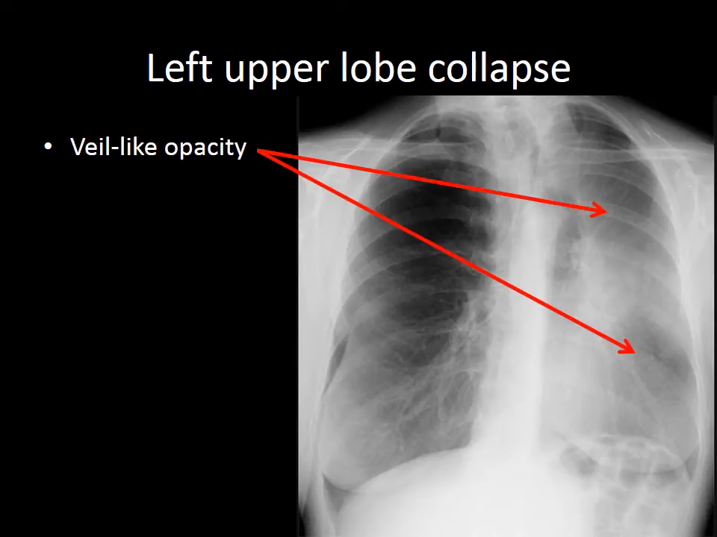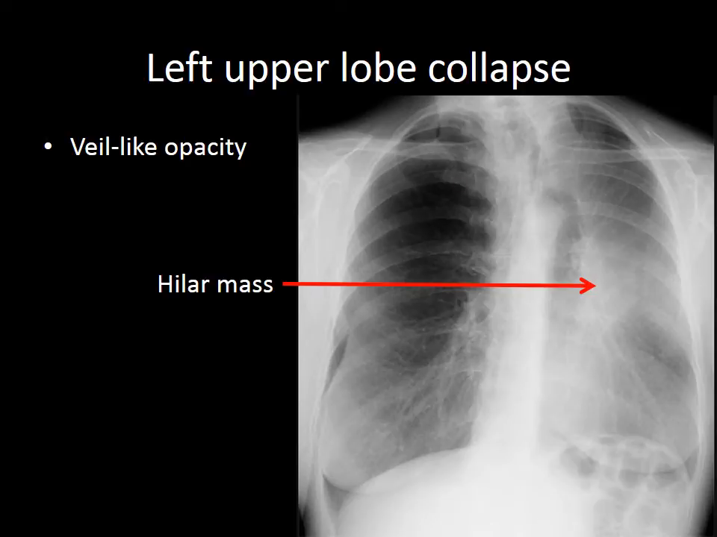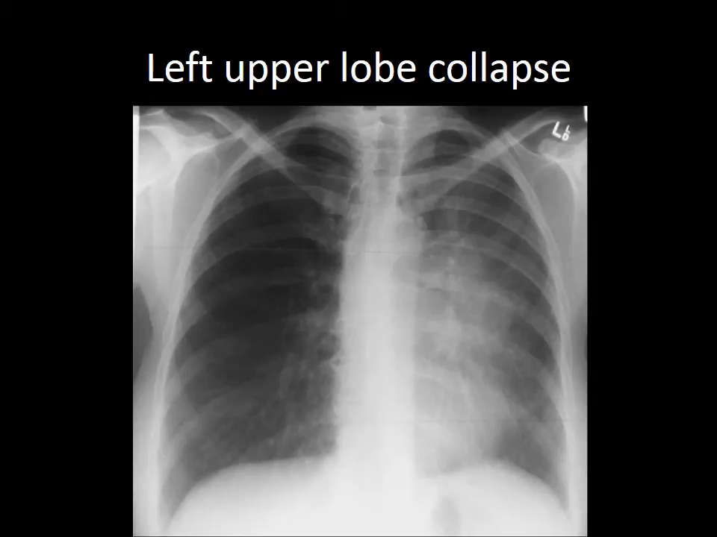This is an example of left upper lobe collapse. Notice the veil-like opacity. This chest X-ray also has a large left hilar mass that occluded the left upper lobe bronchus and caused the collapse. Collapse of the left upper lobe causes elevation of the left hilum. This chest X-ray is another example of left upper lobe collapse.